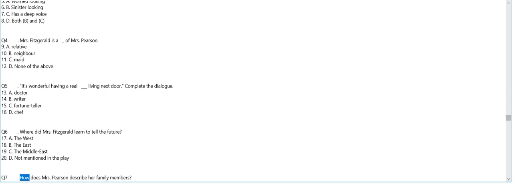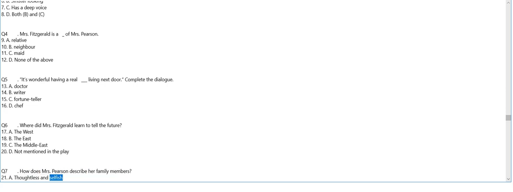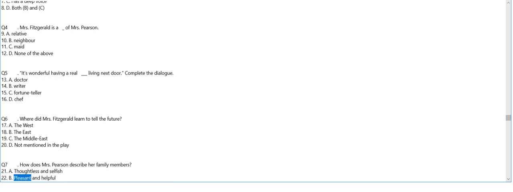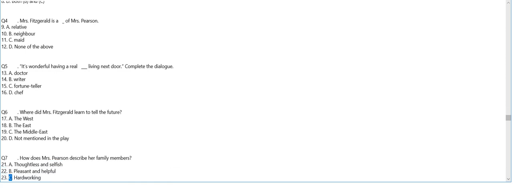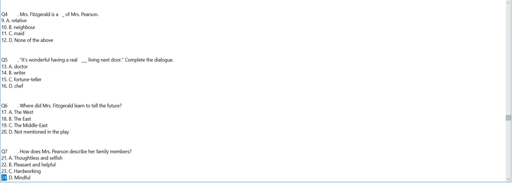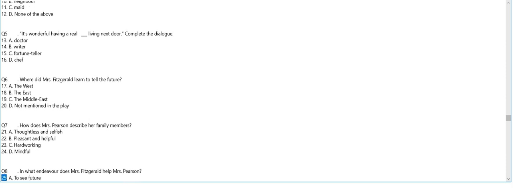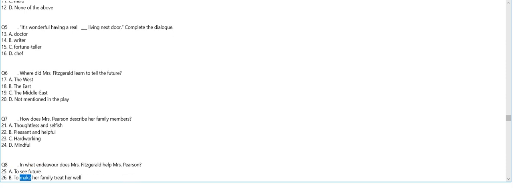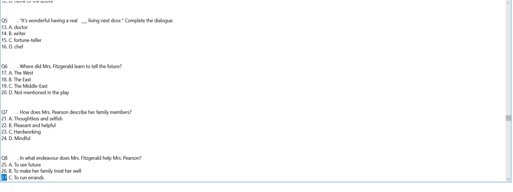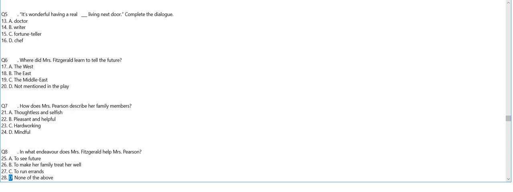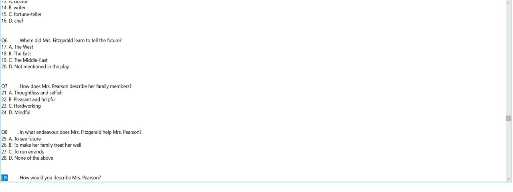Q7. How does Mrs. Pearson describe her family members? A. Thoughtless and selfish. B. Pleasant and helpful. C. Hardworking. D. Mindful. Q8. In what endeavor does Mrs. Fitzgerald help Mrs. Pearson? A. To see future. B. To make her family treat her well. C. To run errands. D. None of the above.